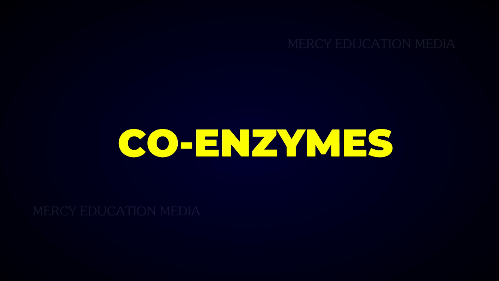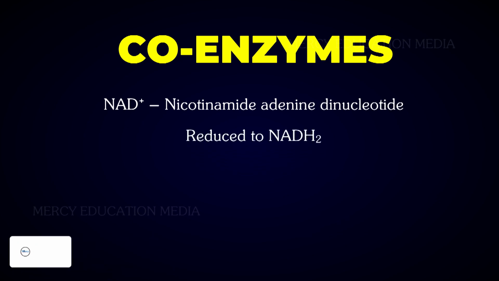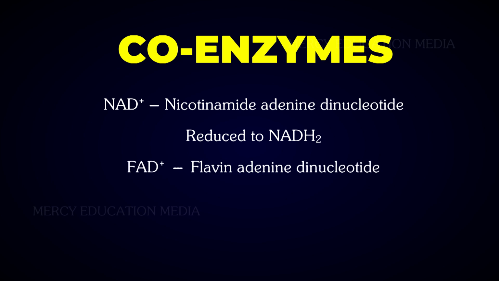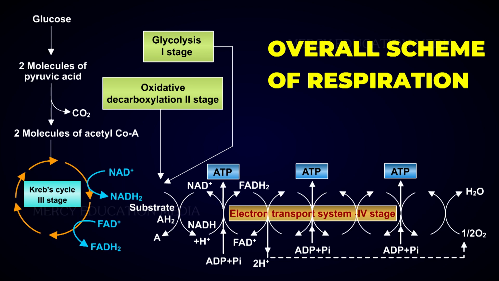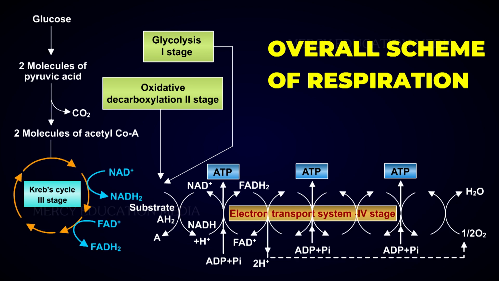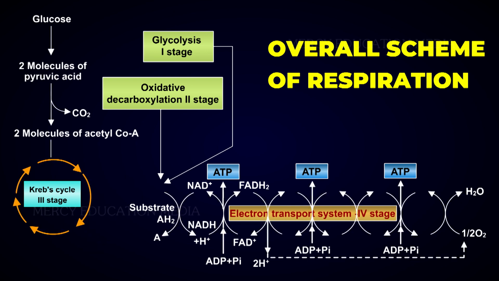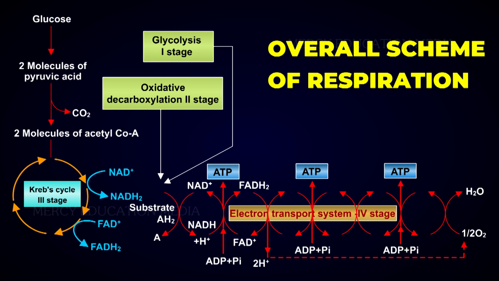Now, let us know about coenzymes. NAD+, nicotinamide adenine dinucleotide, is reduced to NADH2. FAD+, flavin adenine dinucleotide, is reduced to FADH2. This electron transport results in the release of energy which is used to phosphorylate ADP to ATP. Hence, the electron transport chain reactions are referred to as oxidative phosphorylation.